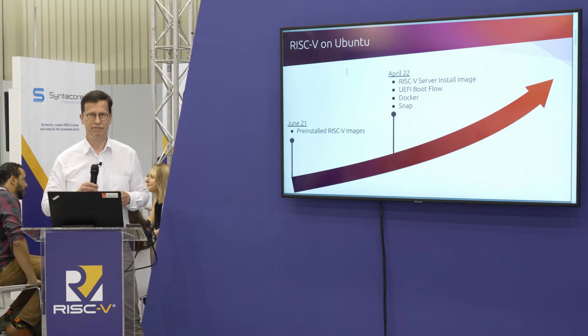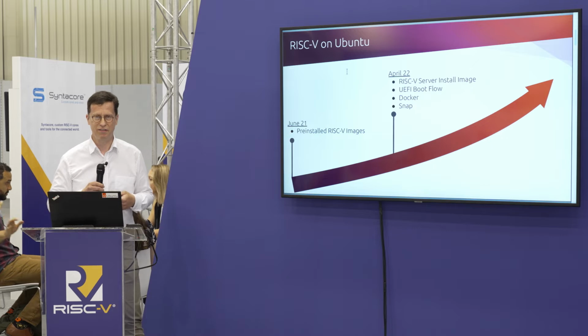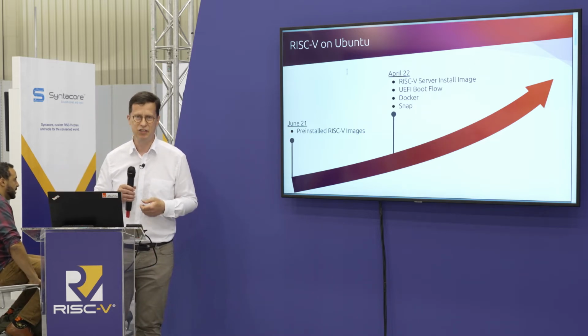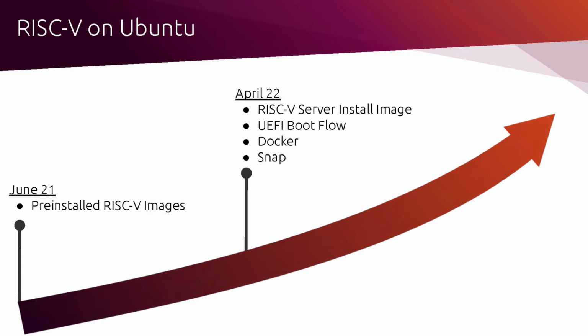Out of the about 67,000 packages that exist for x86, 63,000 are available already for RISC-V. Last year, we offered pre-installed RISC-V images for the Unmatched and Unleashed board. Since this year, with the January release, we are offering an installer image, so you get the same experience when installing Ubuntu on RISC-V as you would get on any other architecture. With this January release, we also moved booting to UEFI.